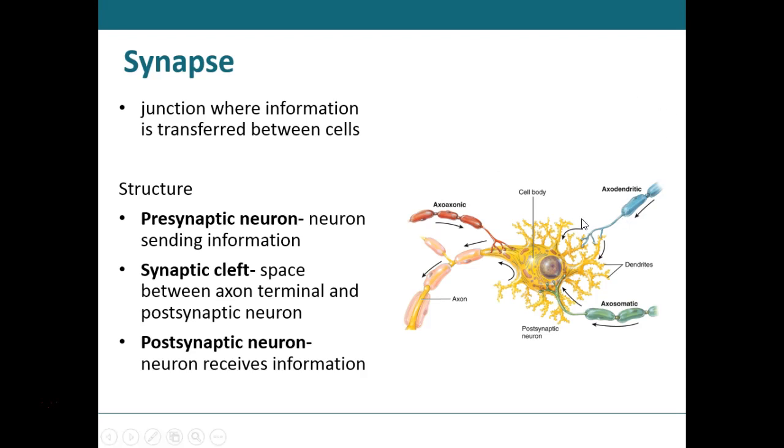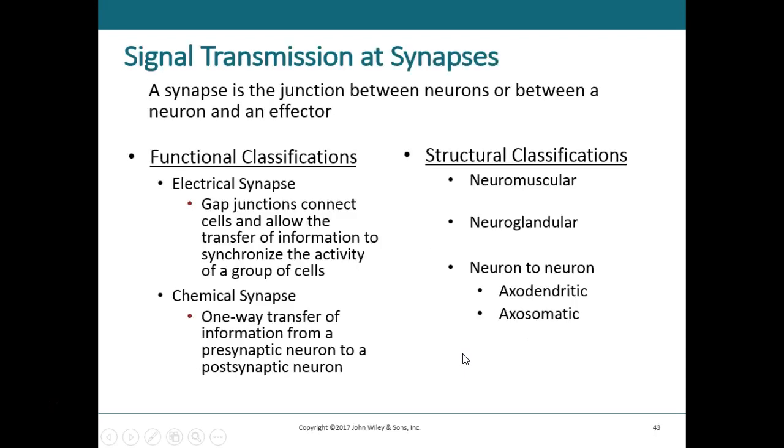Here you have axodendritic, so the axon of this blue nerve cell is forming synapses with the dendrites of the yellow neuron, and axosomatic, the axon of the green neuron, is forming synapses with the soma, or the body, of the yellow nerve cell. So a synapse, remember, is the junction between the nerve cells and another nerve, a neuron, or an effector. So because we have these different types of cells doing different things, we classify them based on their structure and their function.